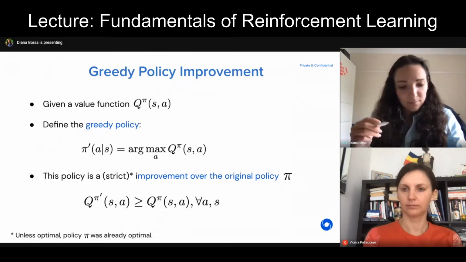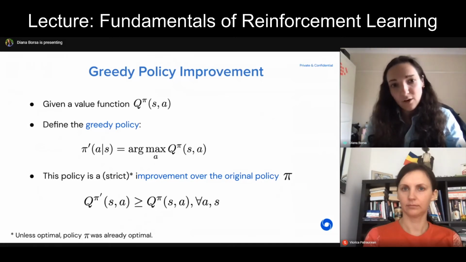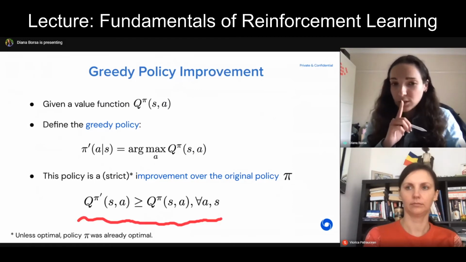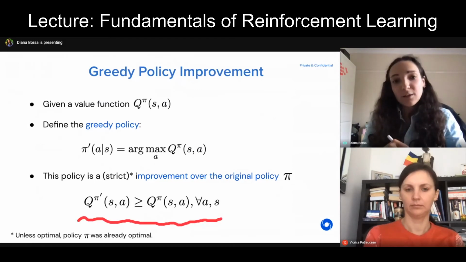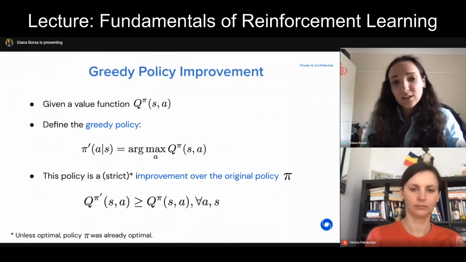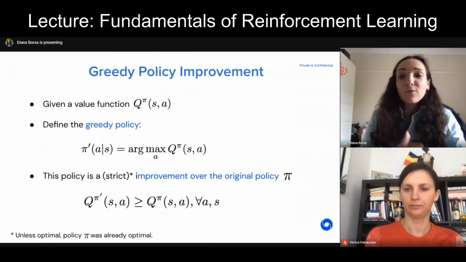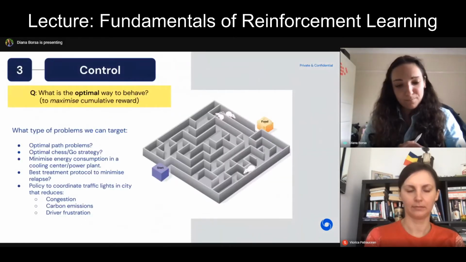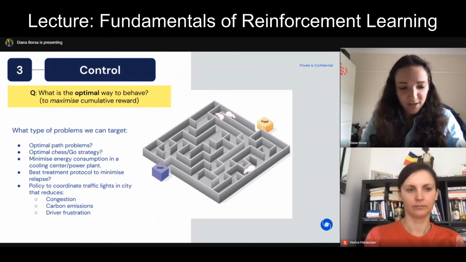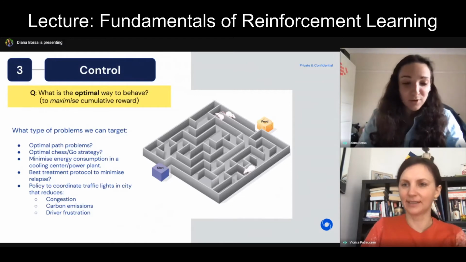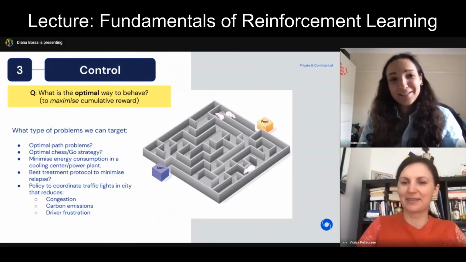Okay. One other thing to notice is that in general, policies are not necessarily globally ordered. This equation holds for all states and actions. So the policy that we're getting out of this very simple procedure is guaranteed to dominate the previous policy for every state and action in the space. Okay, cool. Before we move to control, I'm going to break to take some questions, because the two other problems will become relevant in this section.